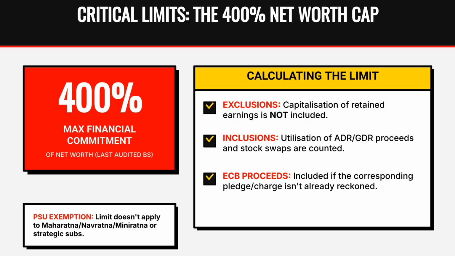Certain uses of ADR or GDR proceeds and stock swaps are included. ECB proceeds may also be included in specific situations. A notable exception exists for Maharatna, Navratna, and Miniratna public sector undertakings investing in strategic sectors. For exams, remember the figure first. 400% is the magic number.